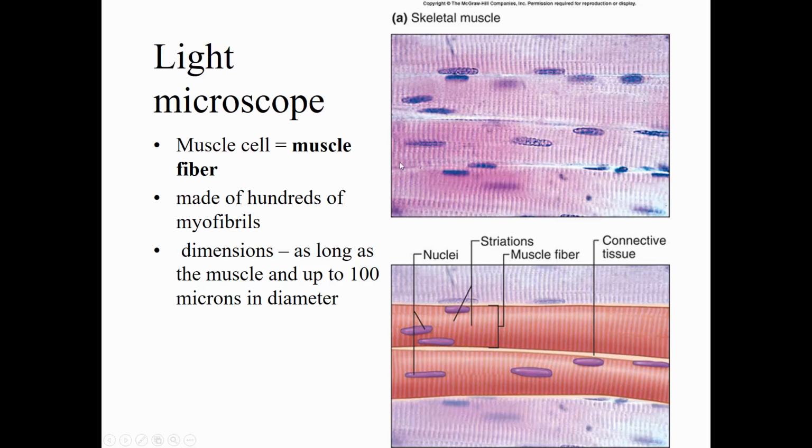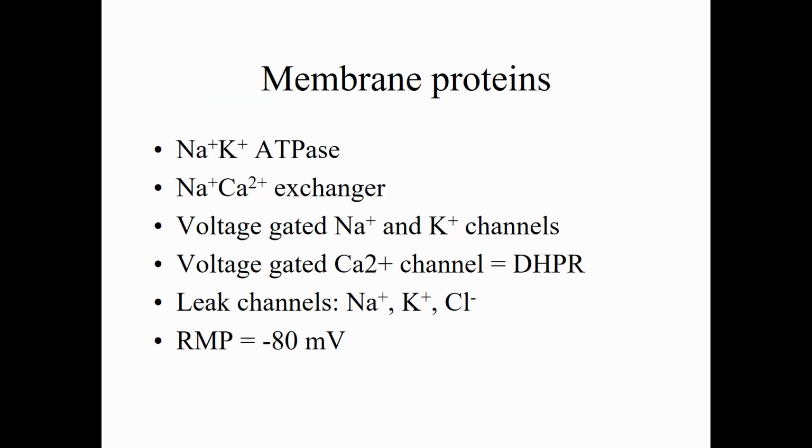Muscle cells can be very long, and can be 50 to 100 microns across. So these are very large cells. They contain all sorts of membrane proteins. So let's think. Sodium-potassium ATPase. Hopefully you remember that you have encountered this before. This is a primary active transporter found in just about every cell of the body.